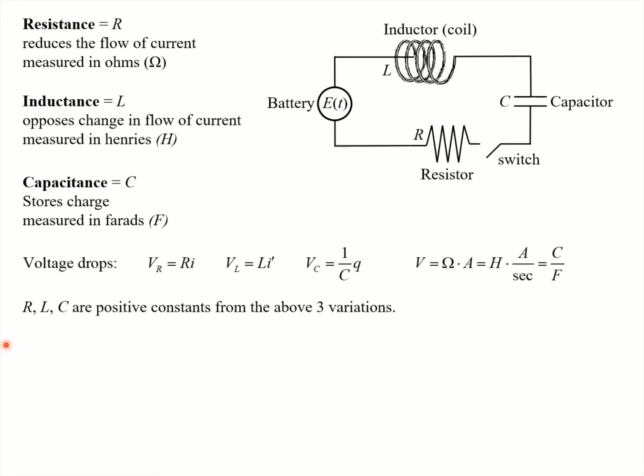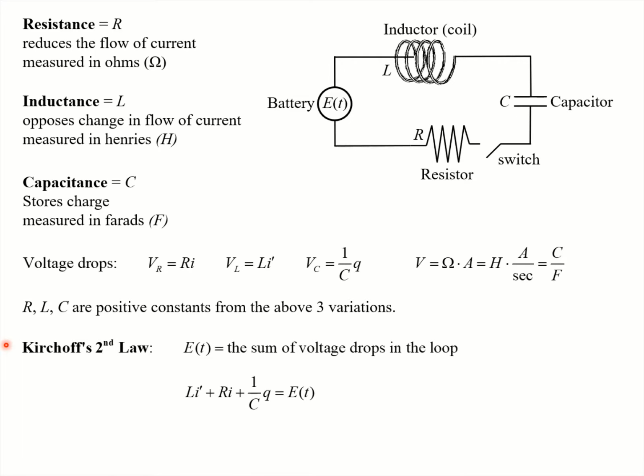Now we're going to go to Kirchhoff's second law, which says E of t equals the sum of the voltage drops in the loop. And E of t is the impressed voltage. So what I'm going to do for the next slide is take these guys right here, this one, and this one, and add them up. It's the sum of the voltage drops in the loop. And so E of t is on the right-hand side.